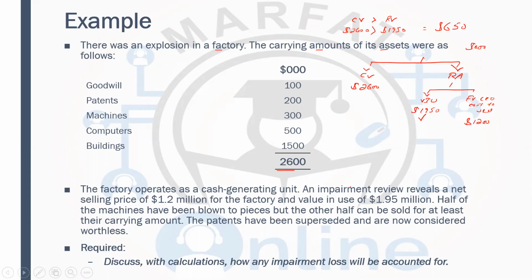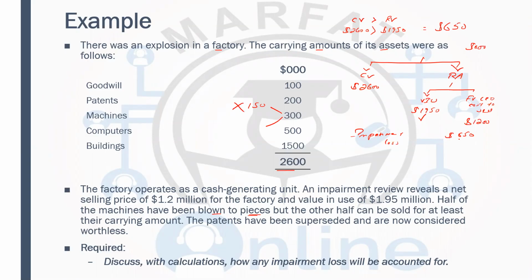Okay, now we remember the sequence. That first of all, we have to charge it to the specific asset, then we have to charge it to the goodwill, and then we have to charge it to the other assets on pro rata basis. Half of the machines have been blown to pieces. Blown to pieces simply means completely damaged. Okay, half of the machines, so that means 300, half completely damaged. So that means the impairment loss is 650. Okay, right? Impairment loss is 650.